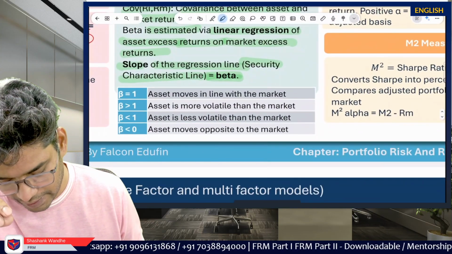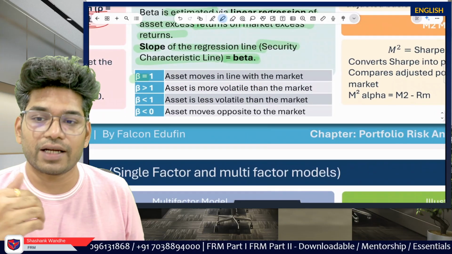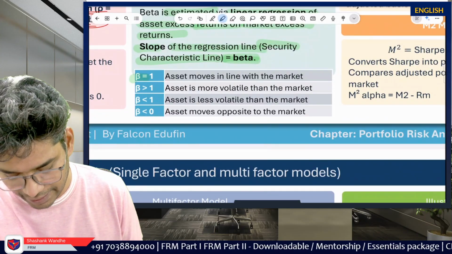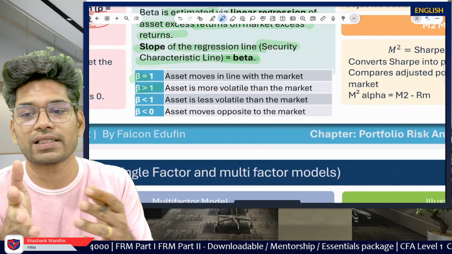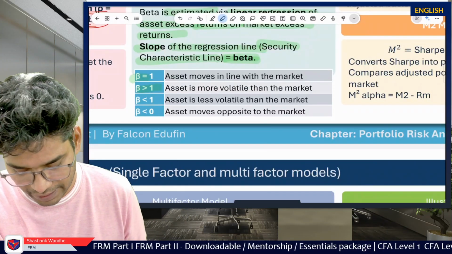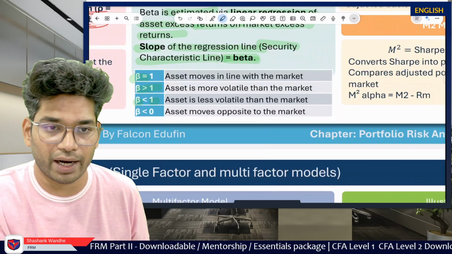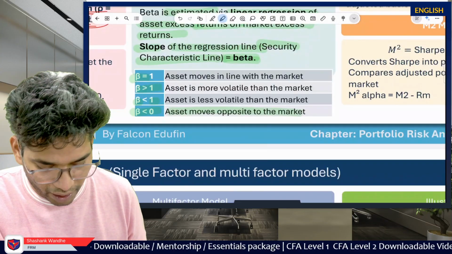This is where we will discuss it. Now if the beta is equal to 1, the asset moves in line with the market, so you will get the return equal to the market. If the beta is greater than 1, then you will get more return than the market, because it is more volatile than the market. If it is less than 1, it is less volatile compared to the market, and you will get less return. If it is below 0, then the asset moves in the opposite direction.